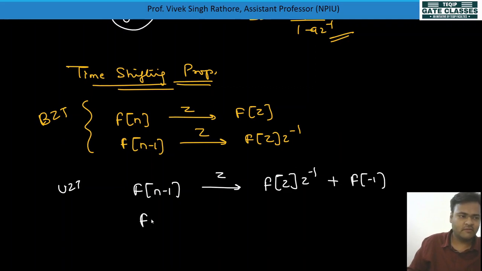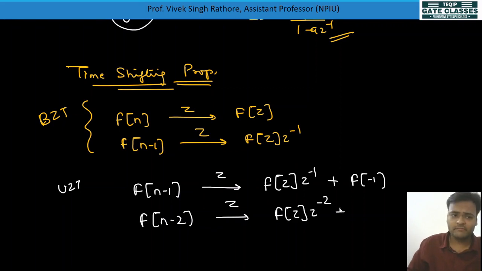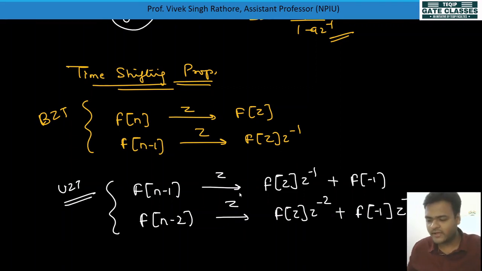Like, if we take f of n minus 2, for the Z transform we will obviously get F of z into z to the power minus 2, which is the normal bilateral, but we'll have some initial values, like f of minus 1 with z to the power minus 1 will come, and then f of minus 2 will come. This type of expression will be there in the unilateral Z transform.